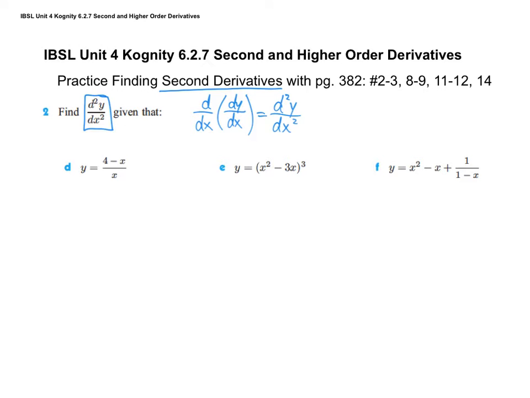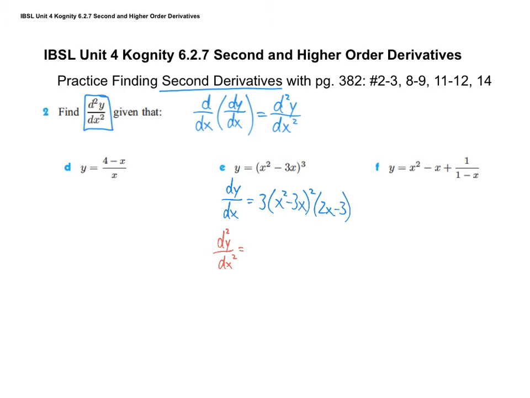Oh, let's do part E, okay? So part E here, what am I going to use to find the derivative, dy dx? The chain rule, okay? So I have something cubed, so the derivative is 3 times something squared times the derivative of that. So the derivative of the inside is a 2x minus 3. So now I've got to take the derivative again.